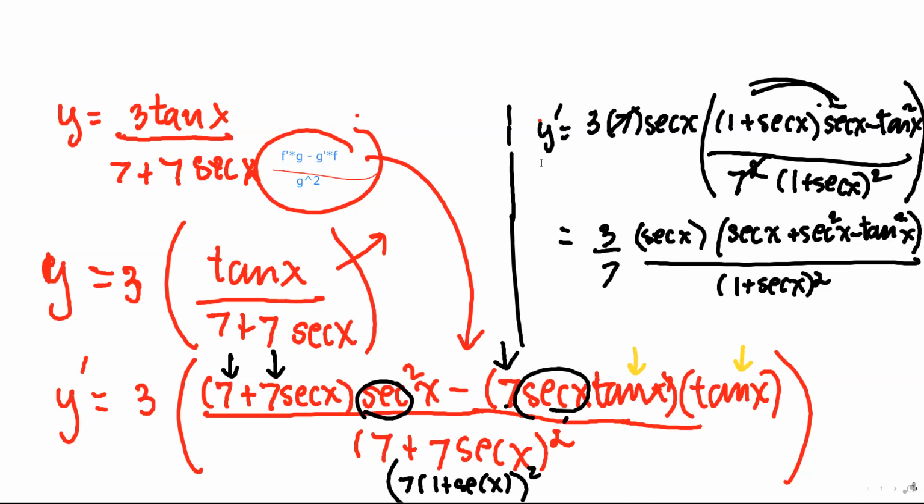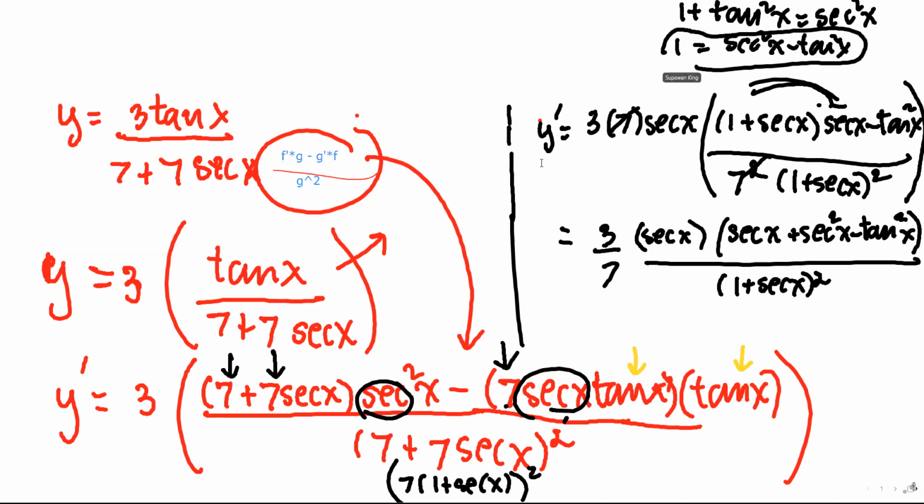And there is nothing you can simplify more unless you want to replace the secant squared x minus tangent squared x with some term, which you can recall: 1 plus the tangent squared x equals secant squared x. And that means 1 equals the secant squared x minus the tangent squared x. What you can do more would be, let me change the color here. The secant squared x minus tangent squared x is the same as 1.